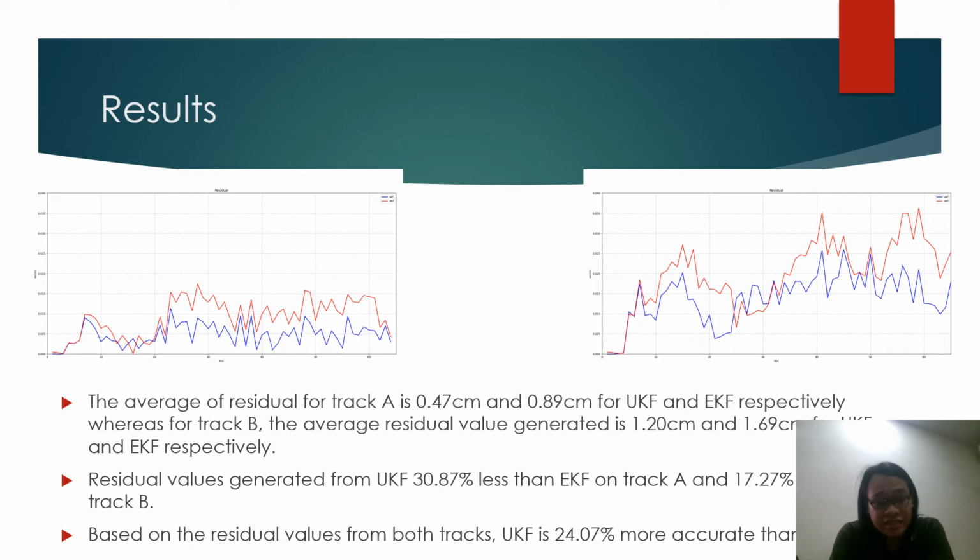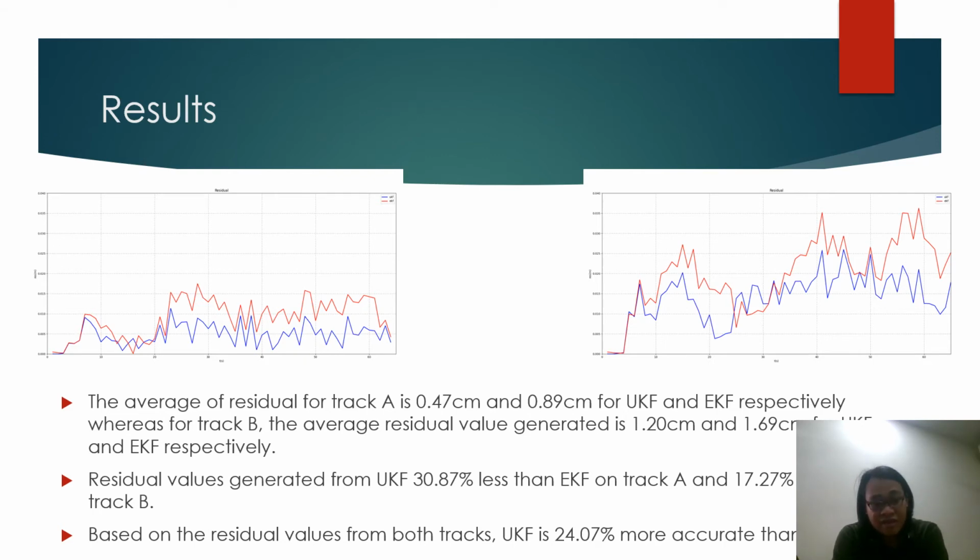So as you can see here is a residual plotting of EKF and UKF on track A and track B. On the residual plotting, you see a blue line indicating residual value generated by the UKF algorithm, and the red line indicating residual value generated by the EKF algorithm. So what is residual? Residual is the difference between the estimation and the actual. In this case, it will be the difference between the estimated position generated by EKF and UKF and the actual measured position of the AGV.